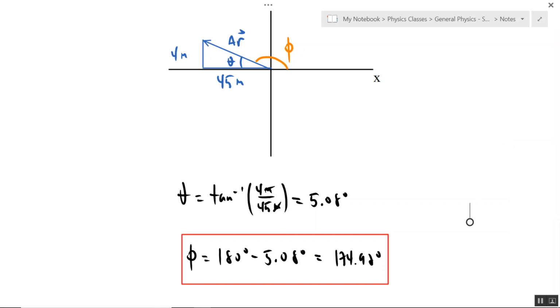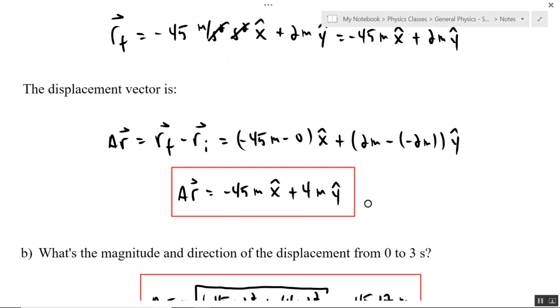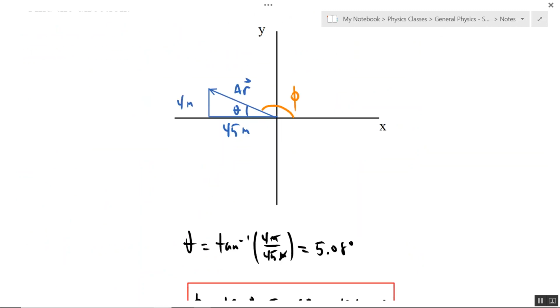That's another way you can write it. All right, so does that make sense? That's how you figure out displacement vectors, right? You figure out the initial position vector, the final one, and then you do this. So you can write it down both ways. You can ask for this, or you can ask for the magnitude and direction. That's how you do both of them.